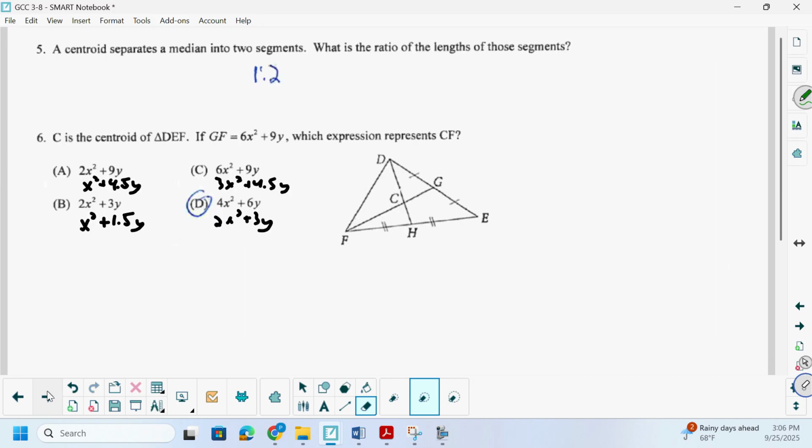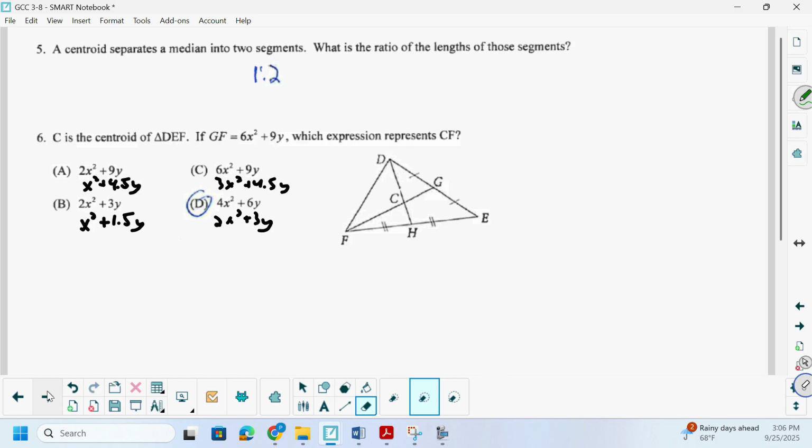Number 4 is how the centroid is dividing the median in that 1:2 ratio. You could have said 2:1 also because they didn't specify the order of like small to large. And in the last one, GF was the whole thing.